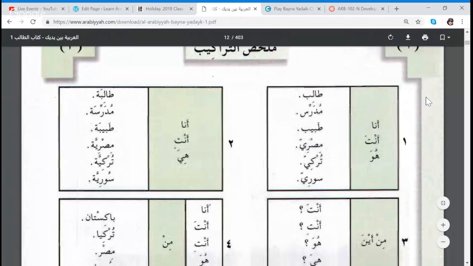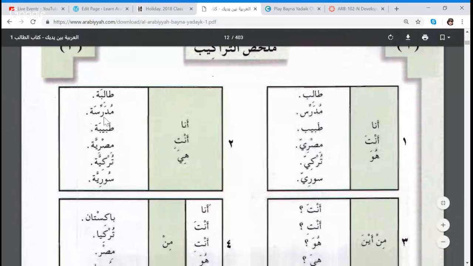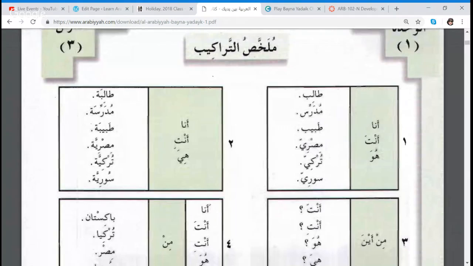Next one. Go with Ana Mudarris. Yeah, go all the way through, using Ana first. Ana Mudarrison. Ana Tabibon. Yeah, in all of these cases, you're going to be first male, and then in the next box, you're female. So in this box, everybody's male, okay? Ana Misriyon. Ana Turkiyon. Good. Ana Suriyon. Good.